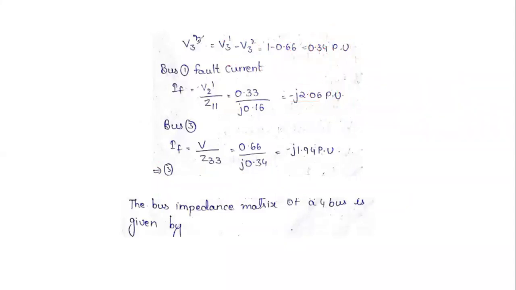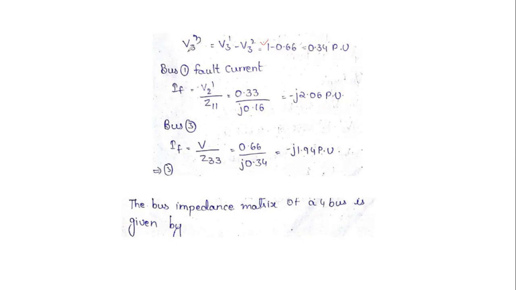Voltage at bus 3 during the post-fault condition is equal to V3' minus V3². V3^(1) is 1 per unit, and we calculate V3^(2), the voltage of bus 3 during the fault condition, which was calculated in the previous slide. Its value is 0.66.